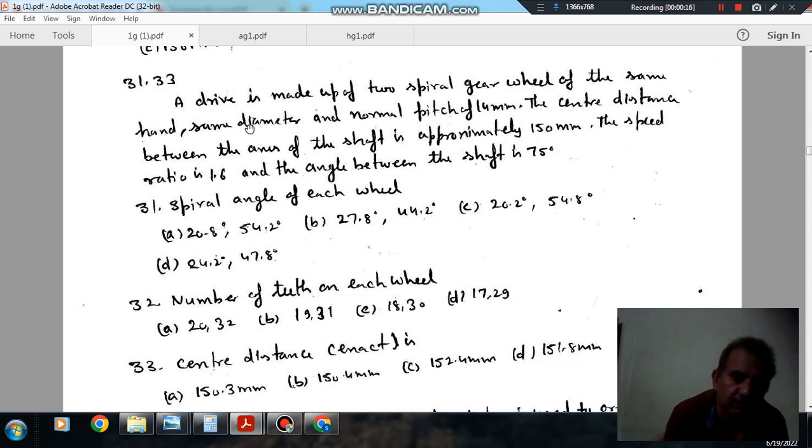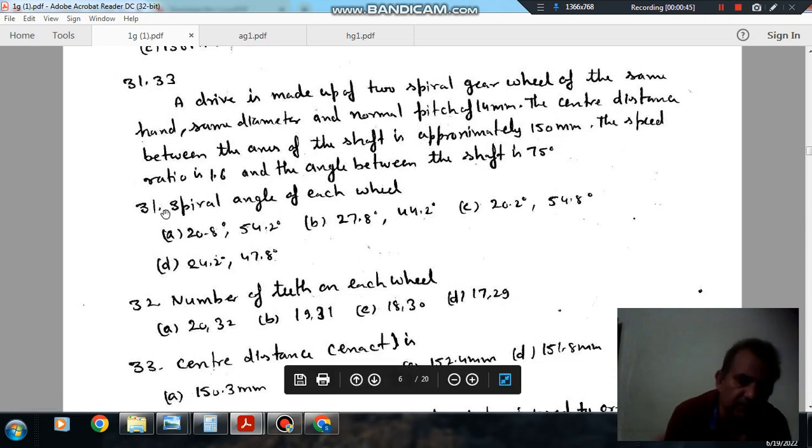The statement is: a drive is made up of two spiral gear wheels of the same diameter and normal pitch of 14 mm. The center distance between the axes of the shafts is approximately 150 mm. The speed ratio is 1.6 and the angle between the shafts is 75 degrees. Questions 31, 32 and 33 are based on the same statement.